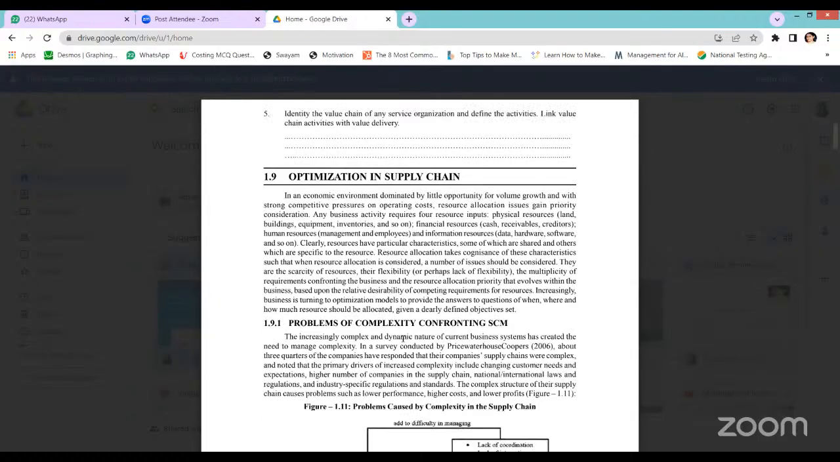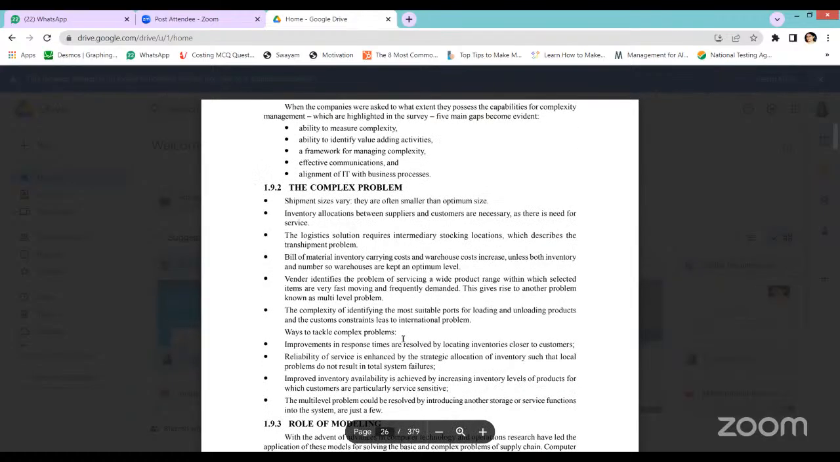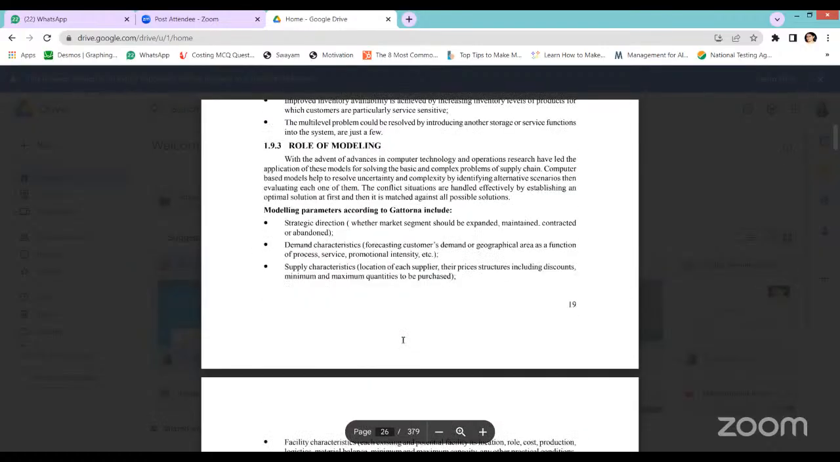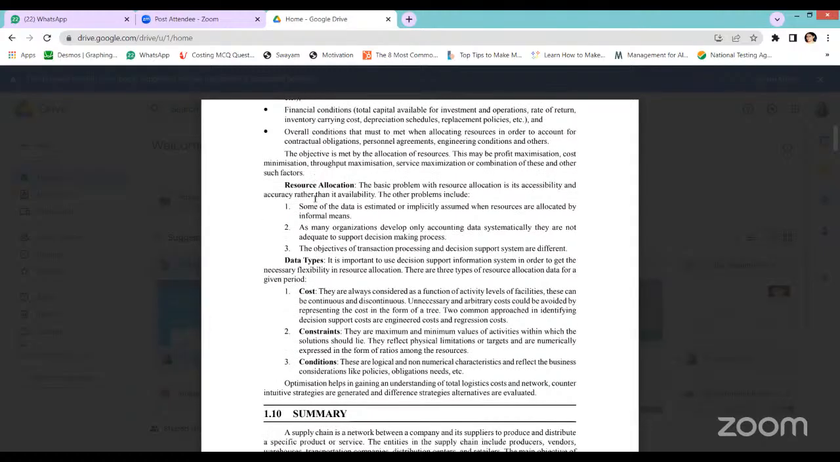The next one is optimizing supply chain problems and complexity. You can concentrate on the role of modeling. Here, the modeling parameters are given according to Gattorna. What are the parameters? Strategic direction, demand characteristics, and supply chain characteristics. These are all explained in very simple lines, so you can all easily follow. This is one of the important questions from this chapter.